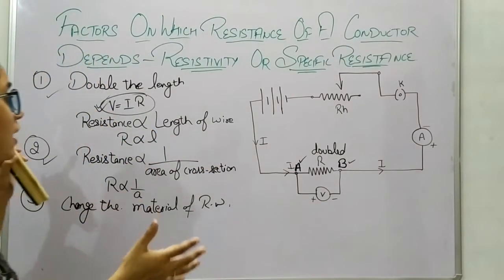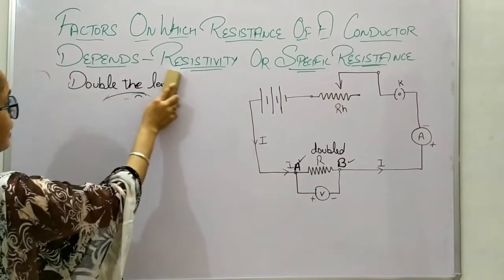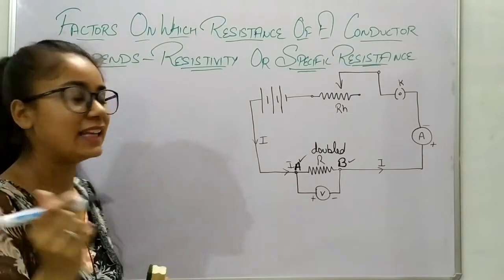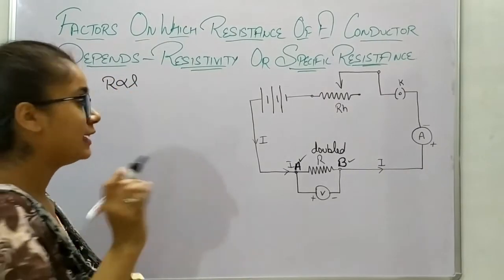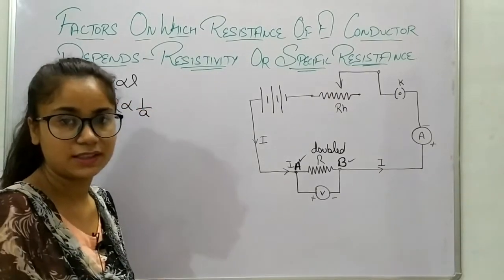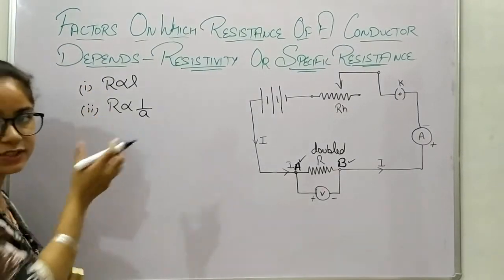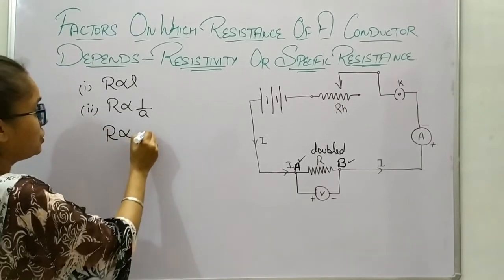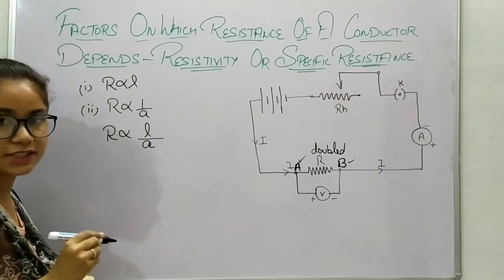Now we are going to sum up these factors. Alright. And when we sum up these factors, we will reach our destination to find the resistivity. Now, in the first condition, we had studied that R is directly proportional to L. In the second condition, we had studied that R is inversely proportional to the area of cross section. Now, when we combine these two expressions, what will we get? Resistance is directly proportional to the length of the conductor and inversely proportional to the area of cross section.